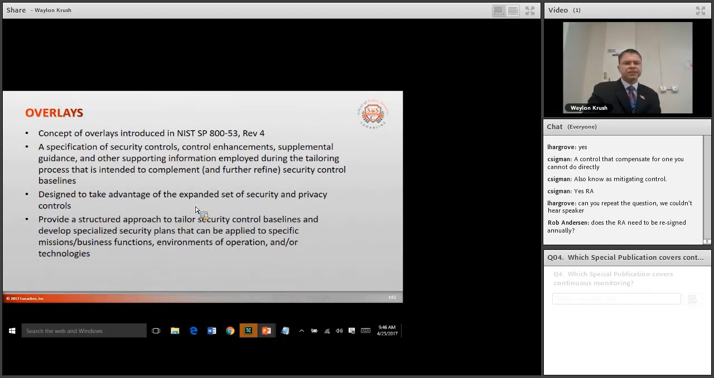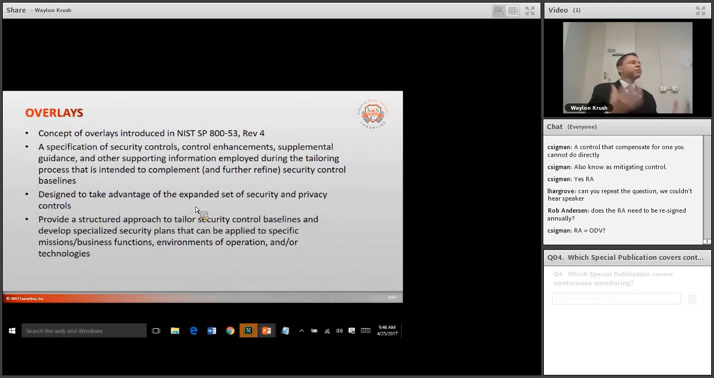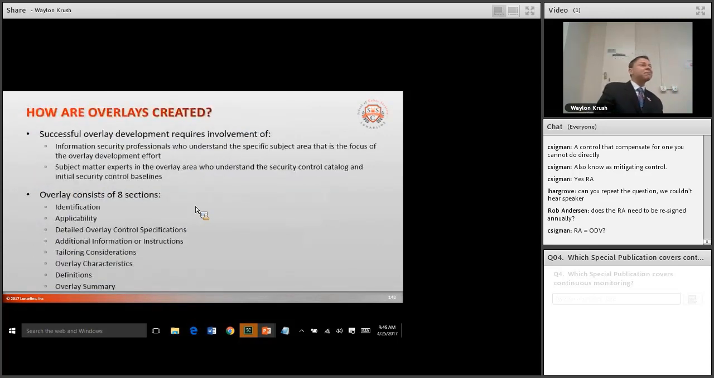So it says can be applied to mission, business functions. They have overlays, a financial overlay. They have space system overlays. The Air Force has a space system overlay. ICD has national security system overlays. DHA and VA have medical device overlays. So there's different overlays that are out there. There's ICS overlays. There's manufacturing system overlays. There's wireless system overlays. There's lots of different overlays. Different organizations create them. And how are they created?